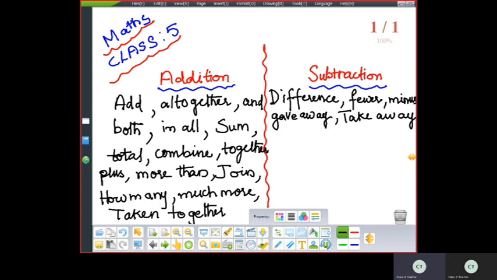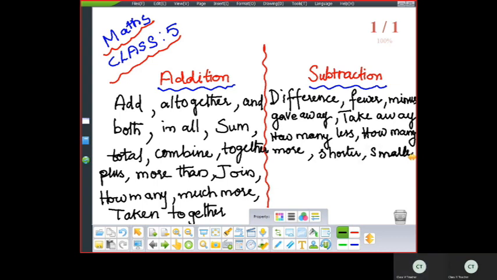Subtraction is what? Removing. How many less? How many more? How many less? How many more? So these all are some of the keywords which I am telling you today. When you people are not able to understand the problem, search for these keywords. Shorter, smaller, remain. What is the remaining amount?